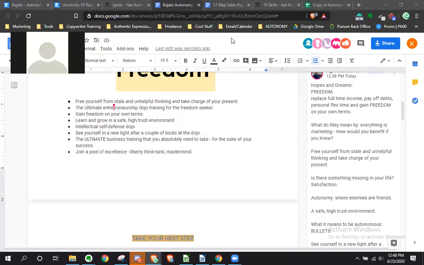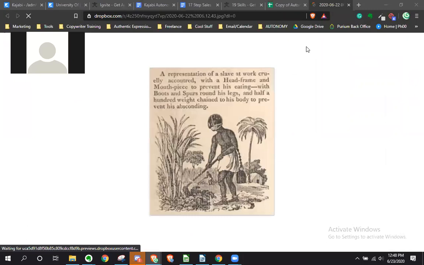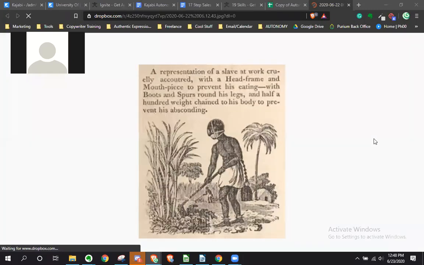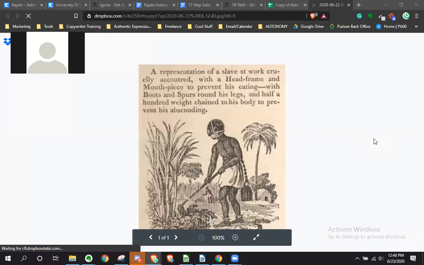Mastermind is a word that people who have read Think and Grow Rich know. If they know who Napoleon Hill is, they probably know the word mastermind, but I don't know how many people that is. It's probably not many.